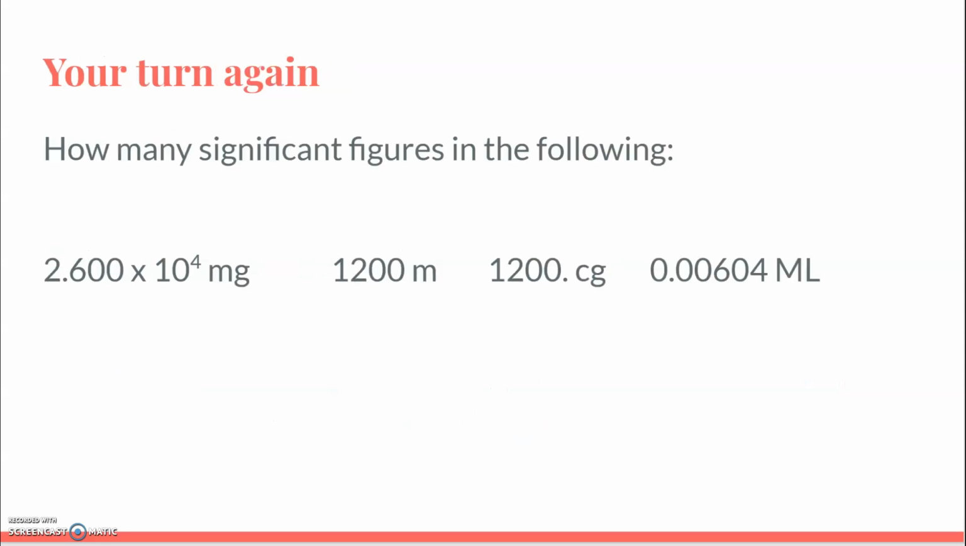It's your turn again. How many significant figures in the following numbers? Go ahead, pause the video, see if you can get it right. Did you get them right? Starting left to right and stopping at the plus or minus place. 1, 2, 3, 4. I ignore this part. 4 significant figures. Uh-oh, multiple of 10 without a decimal. 1, 2 significant figures. Here it's got a decimal. 1, 2, 3, 4 significant figures. And here, counting left to right, 1, 2, 3 significant figures.